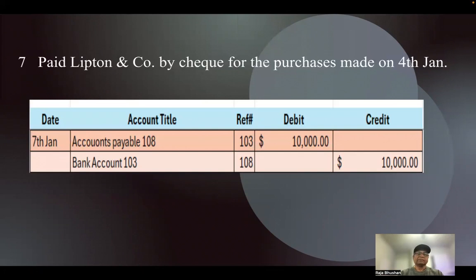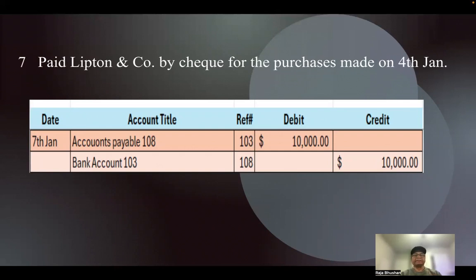So we have to debit accounts payable to decrease the liability and credit bank account because our balance in the bank will decrease. So if you are paying cash, we are crediting cash. If you are paying through bank, we are crediting bank account. So bank will reduce our money in their account. So our bank balance will get reduced, right?